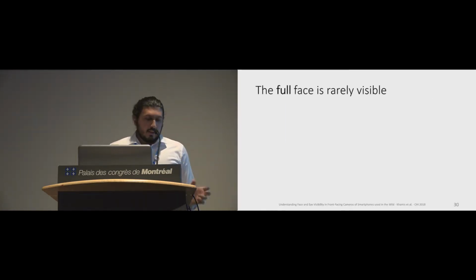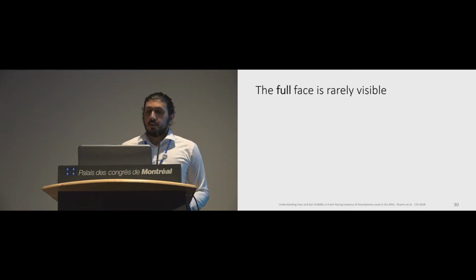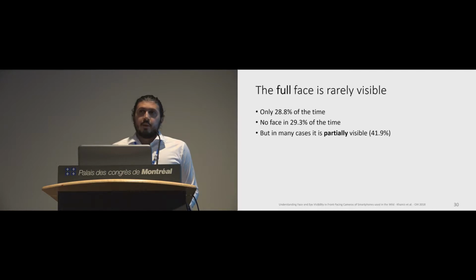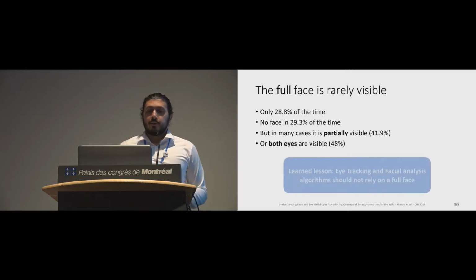The results are explained in detail in the paper, and here I will focus more on the insights, or what we can learn from the results. The first obvious lesson is that the full face is rarely visible. In our data set, the full face was visible only 28% of the time, and the face was not visible at all for almost an equal amount of time. On the positive side, there were many cases where the face was partially visible, and even more cases where both eyes were visible.